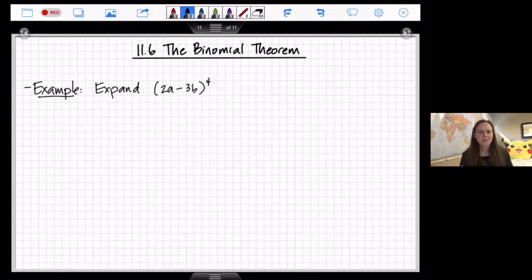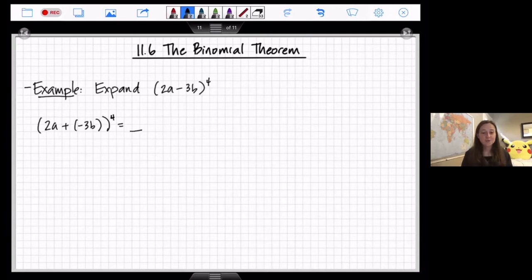All right, this one has a lot going on. We've got a's and b's instead of x's or y's, and we've got coefficients, and we've got that negative in the middle. So we're going to rewrite this as 2a plus a negative 3b, and just write everything down. So again, we leave blanks for our Pascal's triangle.